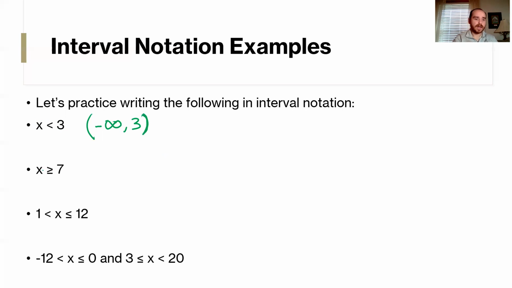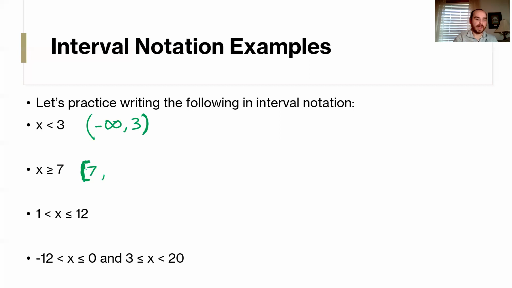Now this one, x is greater than or equal to 7. So the smallest possible value I can have is 7. And in this case, 7 is actually included, right? We've got an equal symbol. x can be 7. That satisfies our condition. So we're going to use a square bracket.